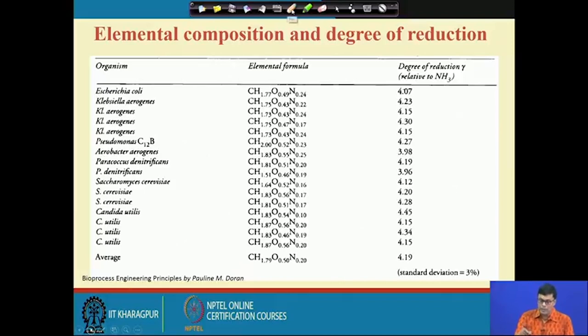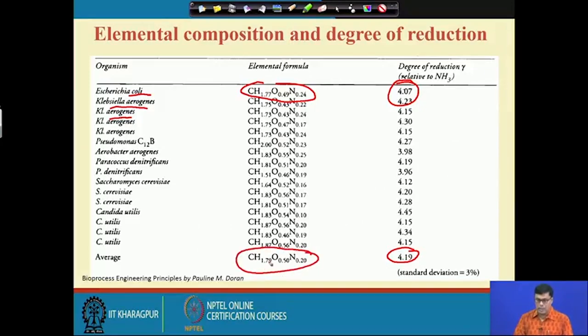Now, here I have given some typical examples of the elemental composition of different biomass, like Escherichia coli, with this empirical formula, then Klebsiella aerogenes. So there are different types, and the respective degrees of reduction. I ask all of you to do the exercise and try to find out whether you are getting these values for the different types. On the basis of that we select the average composition, and the empirical formula of the biomass is CH1.79O0.5N0.2.